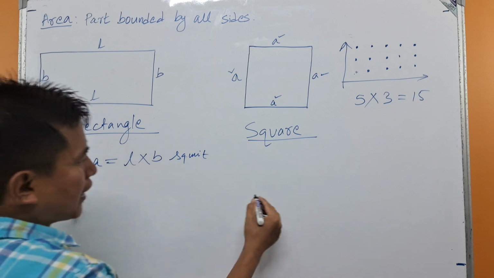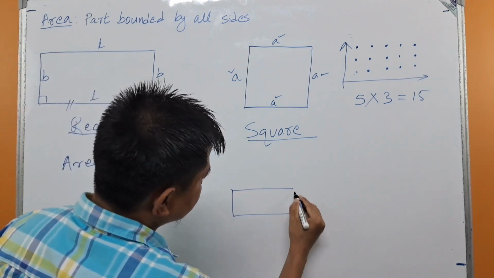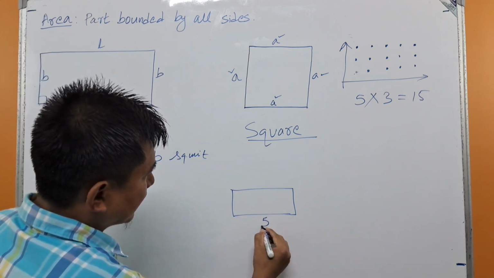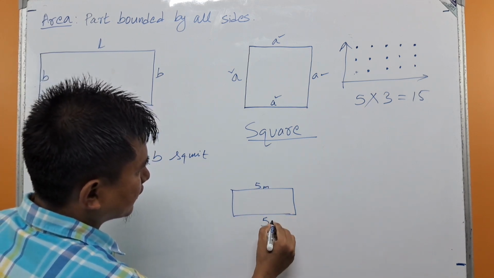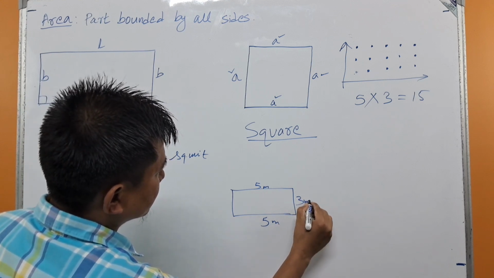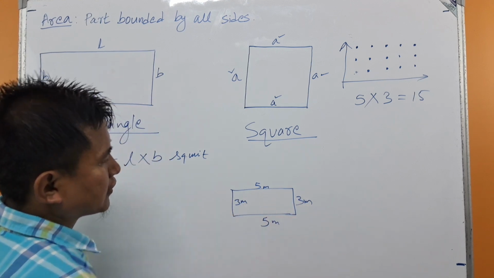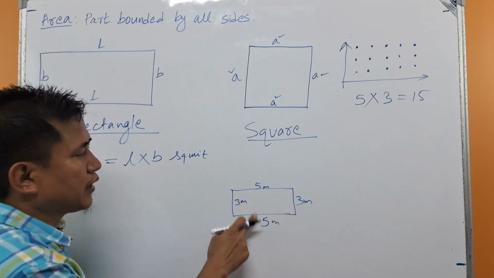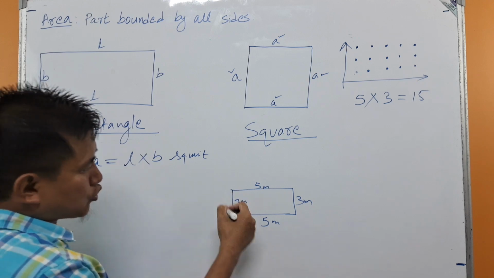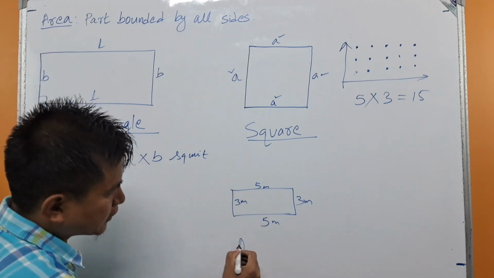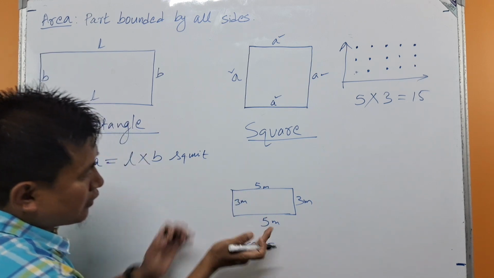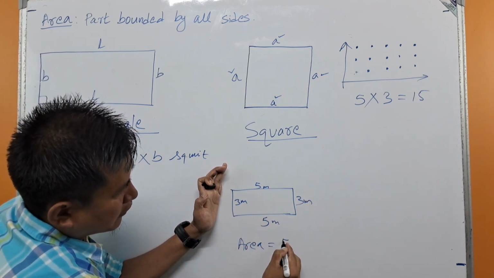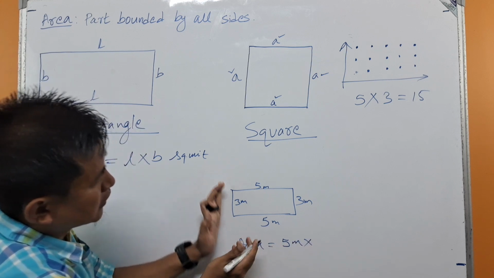Suppose we have a rectangle here and we are asked to find the area of this rectangle. If the length is 5 meter, and the breadth of this rectangle is 3 meter. This 3 is equal to this 3, the opposite sides are equal, this 5 is equal to this 5. So to find the area of this rectangle, area equals, we multiply the adjacent sides. This side, that is 5 meter, times this side.